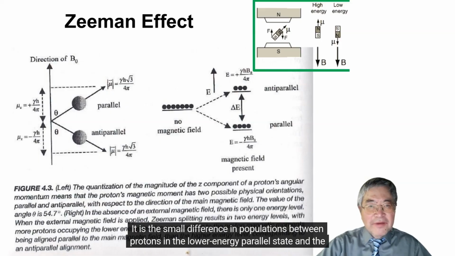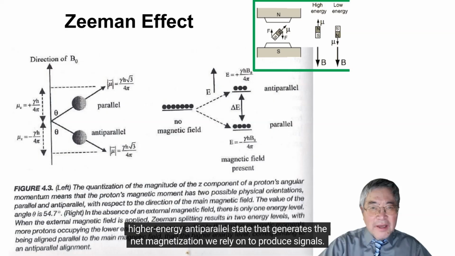It is the small difference in populations between protons in the lower energy parallel state and the higher energy antiparallel state that generates the net magnetization we rely on to produce signals.